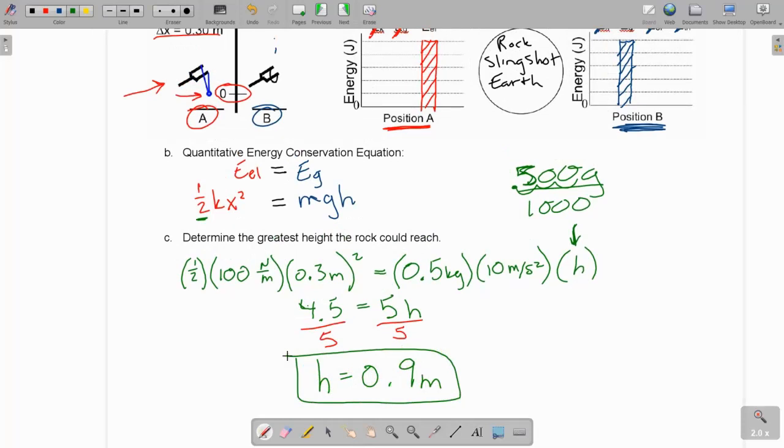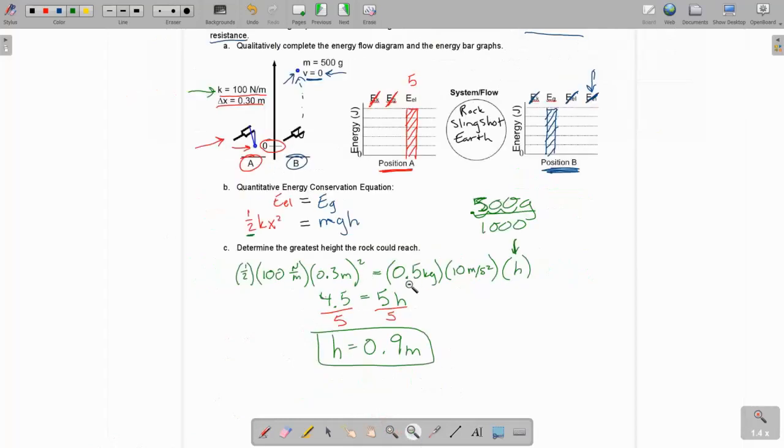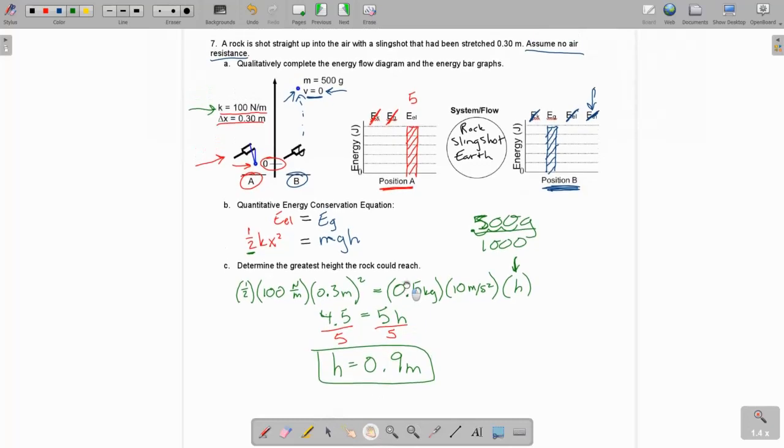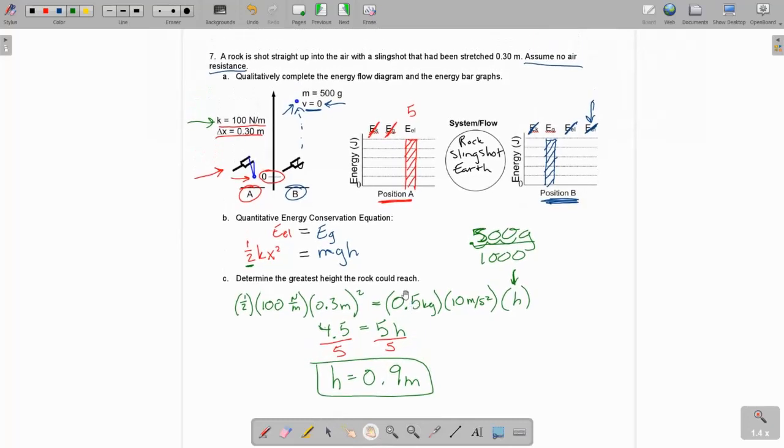Basically what this is saying is that if you take that rock at that mass of 0.5 kilograms or 500 grams, and you put it in a slingshot and stretch it back 0.3 meters, so 30 centimeters stretch, and that it has a spring constant of 100 newtons per meter, you let that thing go, it's telling us that its maximum height that it can reach is 0.9 meters or 90 centimeters. So that's kind of the idea there. All the elastic energy is transferred into gravitational potential energy.